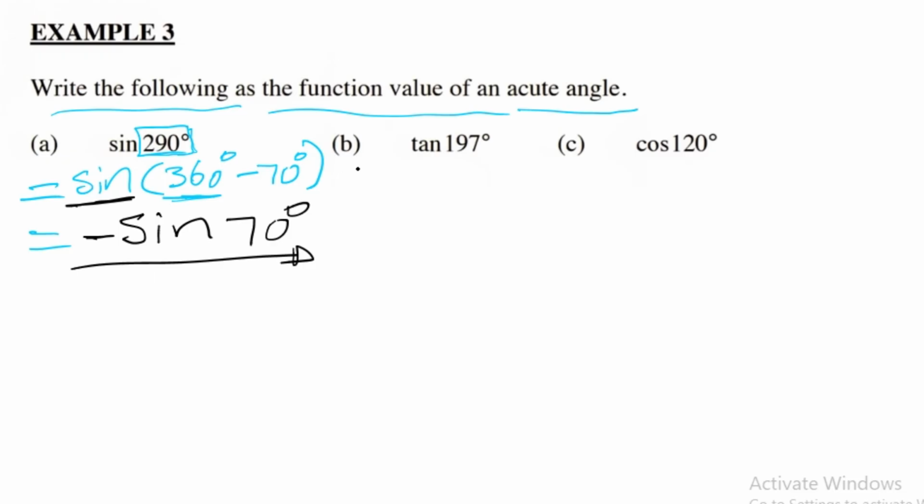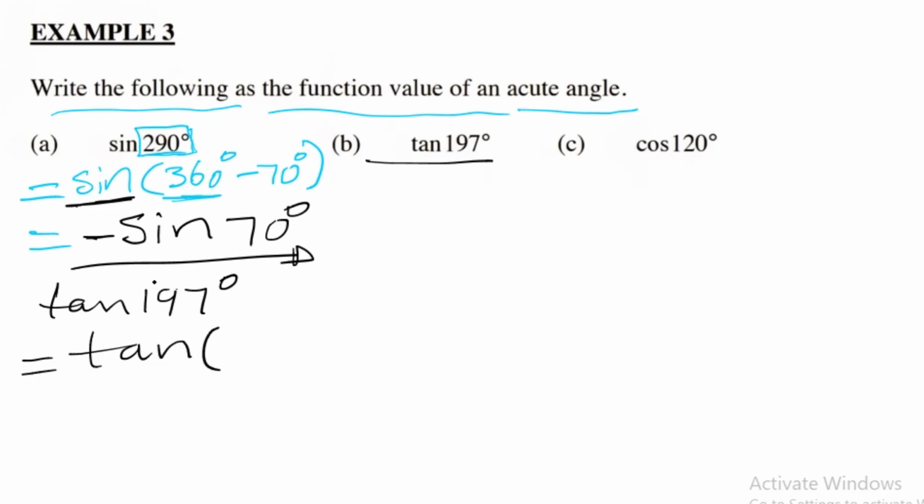On B, we are having tan 197 degrees. So we have to change this, right? So we will have tan, open the brackets. We need to write the number that we can work with right here. So I know that 180 degrees plus 17 degrees will give me 197, right? Good.